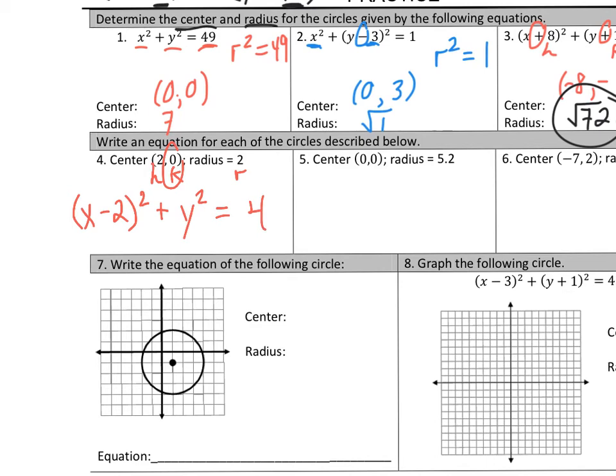For the next one now, my center is at 0, 0. So remember, this is your h, this is your k, this is our radius. So technically it's just going to be x minus 0, which is just x squared, y minus 0, which is just y squared, and then I'm going to have 5.2 squared on the other side, which gives me 27.04.